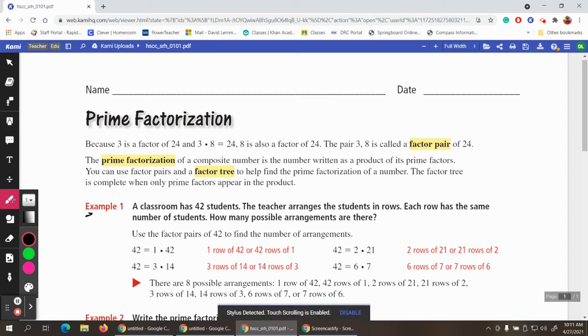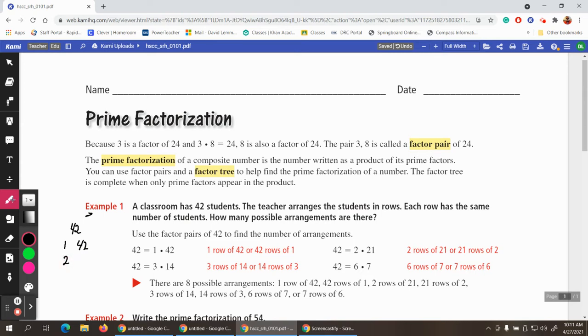Example 1: a classroom has 42 students. The teacher arranged the students in rows. Each row has the same number of students. How many possible arrangements are there? Okay, so factoring this out, you have 42. And so factoring, you got 1 and 42.